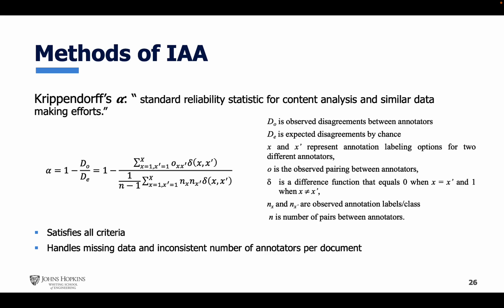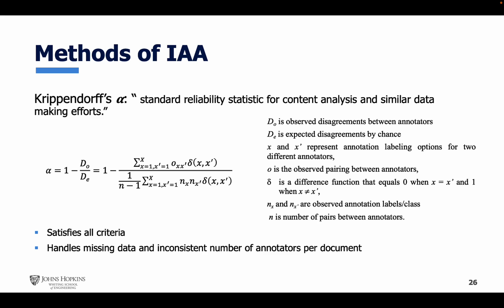And then below, right, you'll see that that is looking at NX and NX prime, the observed annotation labels or class. So these are all the different items or pairs that you have that could be shared annotators. And then N is the number of pairs between the annotators total. And so what that does is it gives you an idea of what the expected disagreement should be.